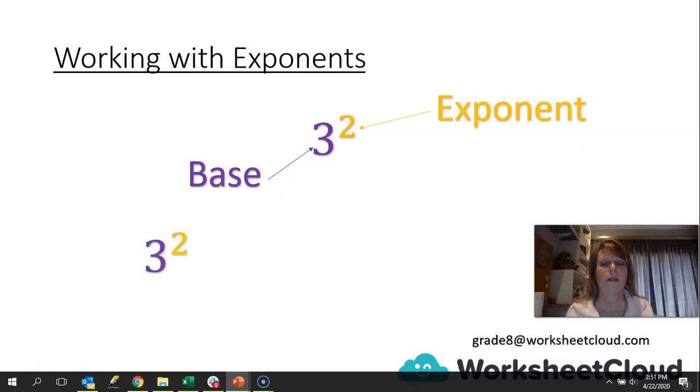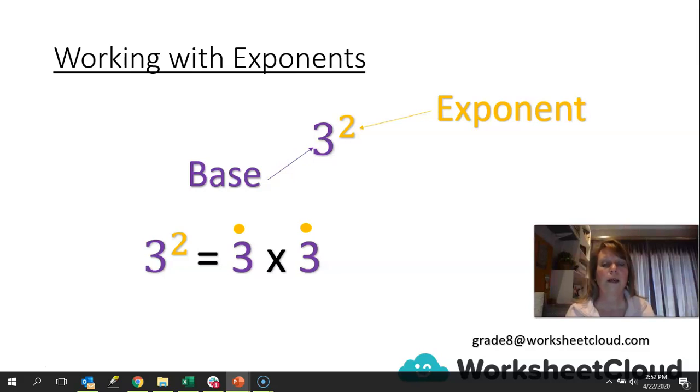Okay, what does that mean? It means 3 to the power of 2 is equal to 3 times 3. If you have a look at the exponent, it means how many times your base is multiplied to itself. So this time it's twice: 3 times 3.